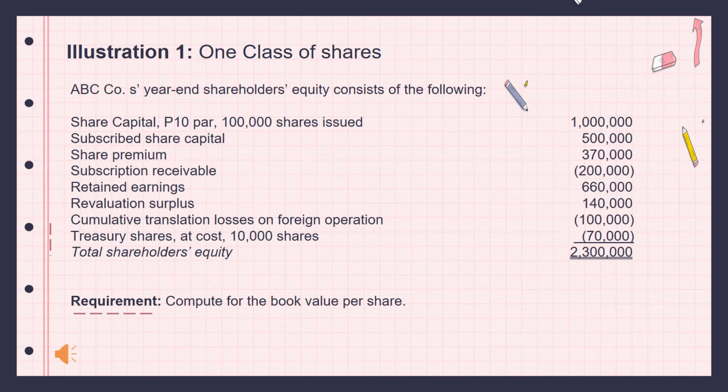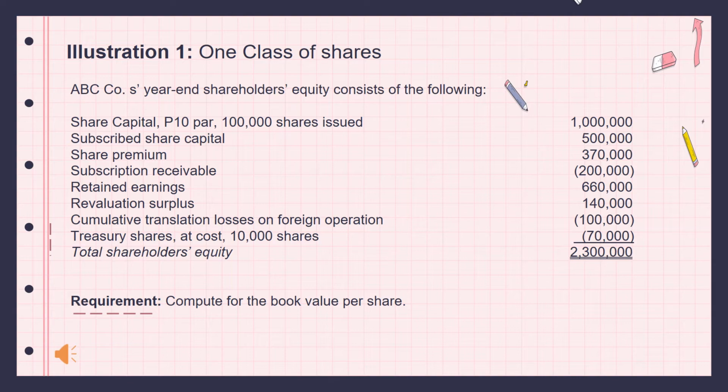ABC Co's year-end shareholders' equity consists of the following: share capital na 1 million, subscribed share capital na 500,000, share premium na 370,000, subscription receivable na 200,000, retained earnings na 660,000, revaluation surplus na 140,000, cumulative translation losses on foreign operation na 100,000, treasury shares na 70,000. So, paano nakuha yung total shareholders equity? Minus lang yung treasury shares na 70,000 at yung cumulative translation na 100,000, tsaka yung subscription receivable na 200,000. So, ang total ay 2,300,000.